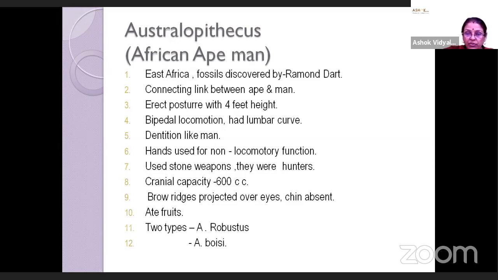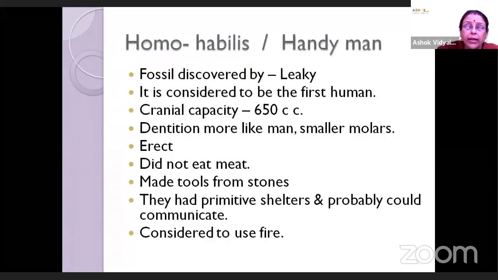Cranial capacity was 600 cc, cubic centimeter. Brow ridges projected over eyes. Their chin was absent. They ate fruits. There were 2 different types, Australopithecus robustus and Australopithecus boisei. Next is Homo habilis or handyman.